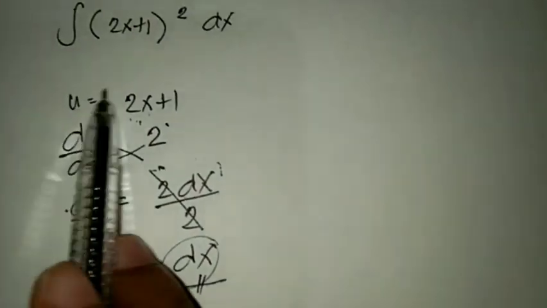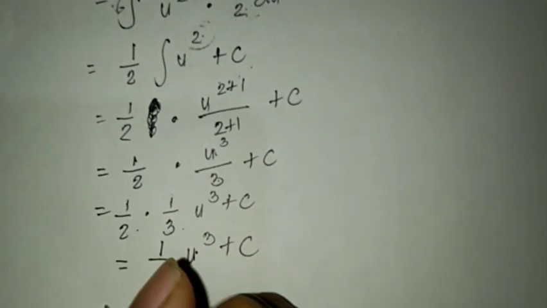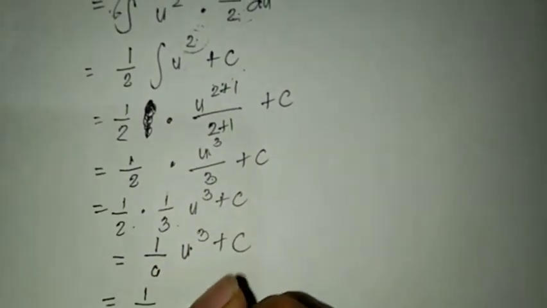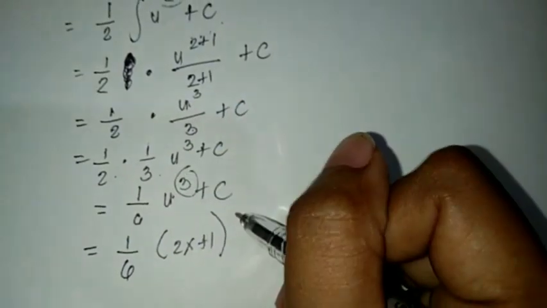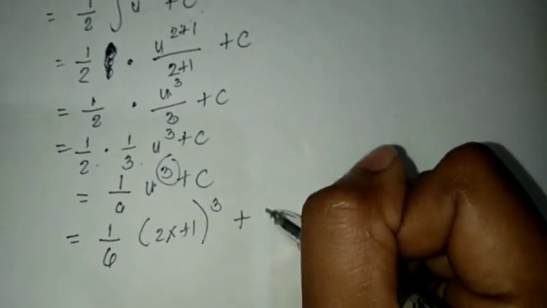So for our final answer, we need to substitute u with our given u. So our final answer goes like this: 1/6 times u, which is 2x plus 1, 2x plus 1 to the power of 3 plus c.